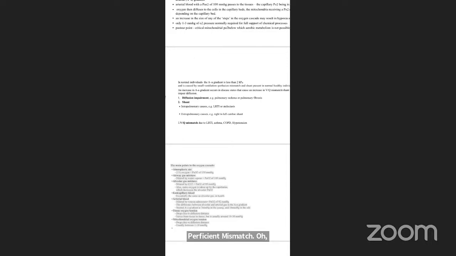Diffusion impairment occurs in disease states like pulmonary edema or pulmonary fibrosis. For shunt, there are intrapulmonary and extrapulmonary causes. Intrapulmonary causes are lower respiratory tract infection or atelectasis, and the extrapulmonary cause is right to left cardiac shunt. Ventilation perfusion mismatch is due to infections, asthma, COPD, and hypotension.